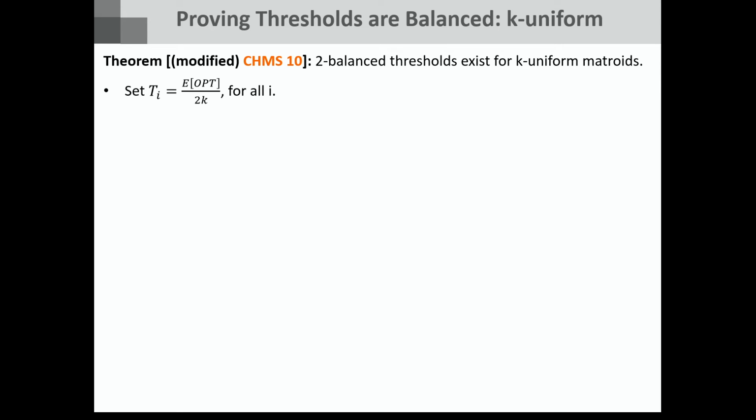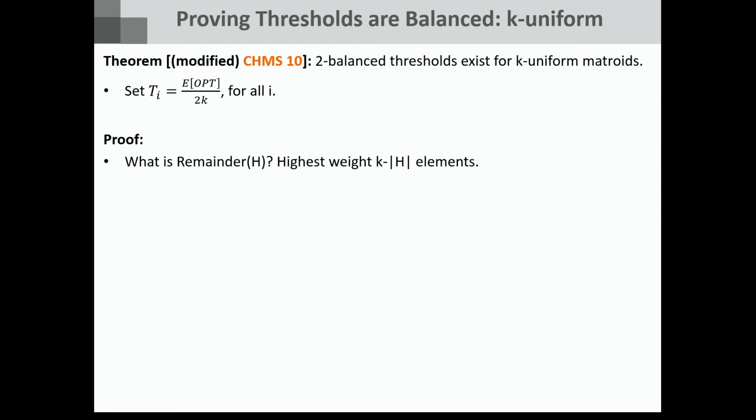Okay, so now rather than just reprove what we did earlier, let me show you that for k uniform matroids, you can also get 2 balanced thresholds. The threshold we're going to use is the following: for every element, we'll look at the expected opt divided by 2k, where k is the rank. Again, to prove that these thresholds are 2 balanced, it'll all fit on one slide.